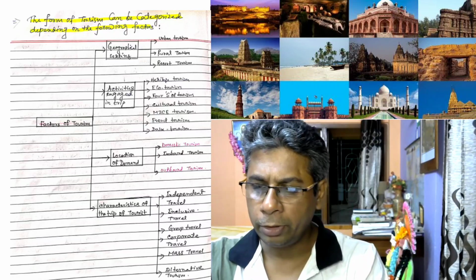And the final category, characterization of the trip of the tourist. Under this section we have divided a few parts: independent traveler, inclusive traveler, group traveler, corporate traveler, mass traveler, and alternative tourist. These are the different forms of tourism. Now we are going to discuss the different types of tourism.